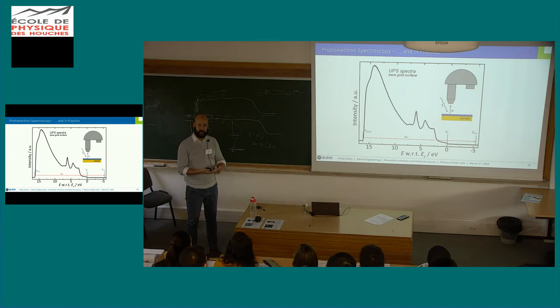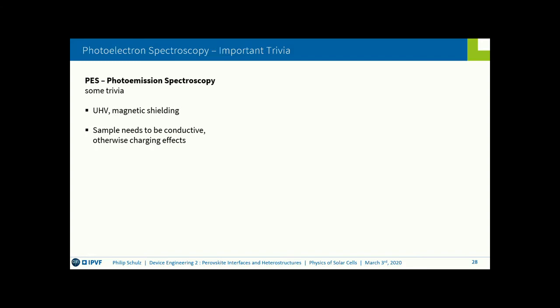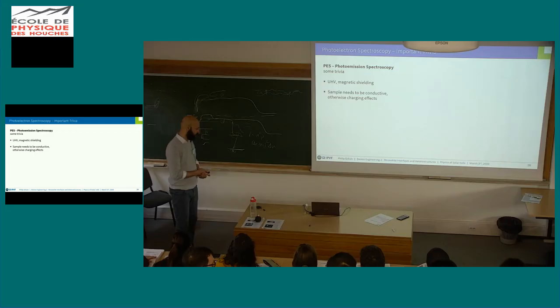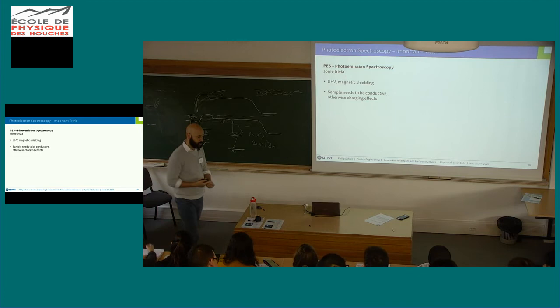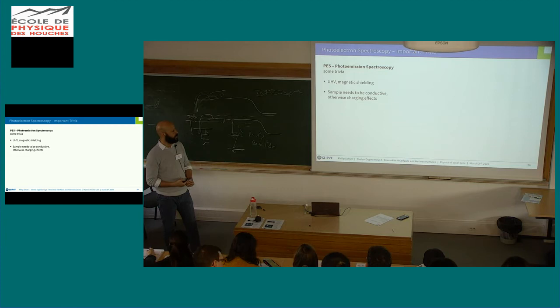Now, following this, you have this work function, of course, excitation energy minus the Fermi level minus the secondary electron cutoff. Okay, so some trivia before we go into some homework, so to say. You need to run this in ultra high vacuum. So the electrons would otherwise be scattered, the UV light for UPS would be absorbed, and also your sample would be contaminated.